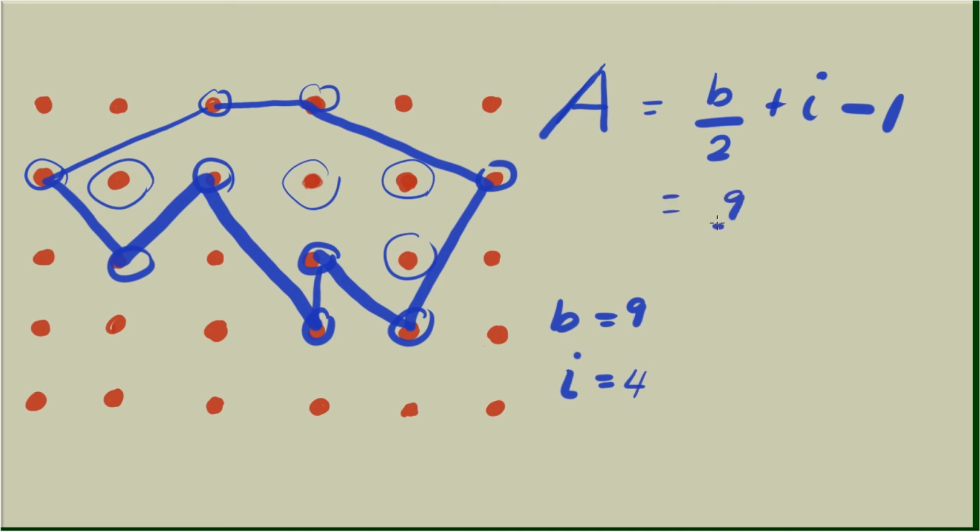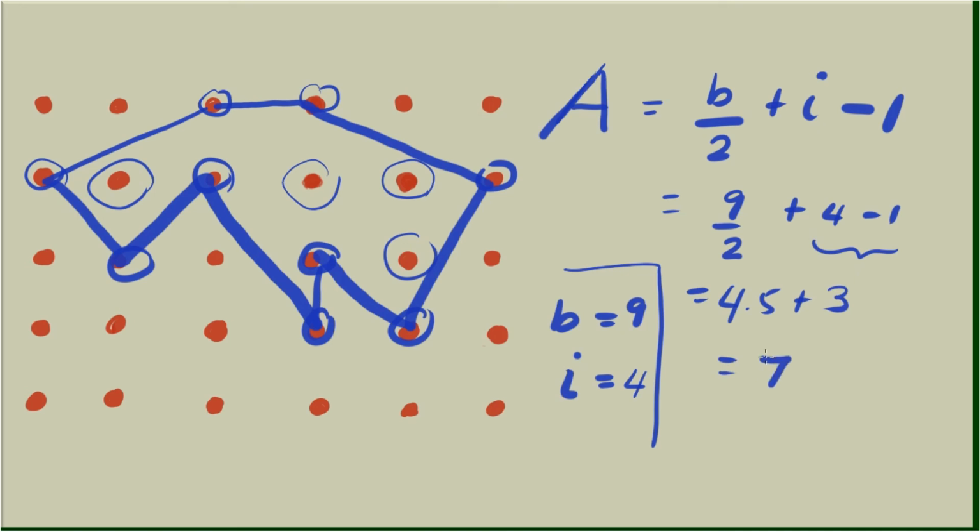So the boundary divided by 2 plus the 4 minus 1. Now 9 over 2 is 4.5 plus 4 minus 1 is 3. So we got 7.5 square units for the area of this irregularly shaped polygon.